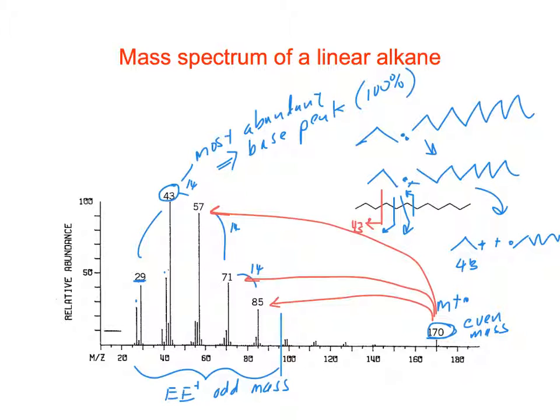I'm not exactly sure why. I should try to look this up too, but why 43 tends to be the base peak for these kinds of linear alkanes.